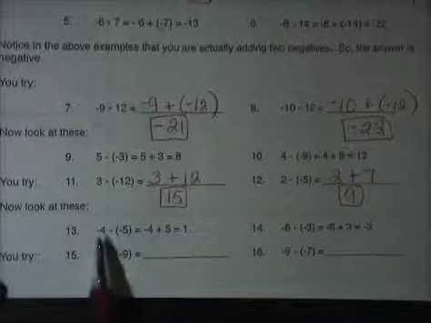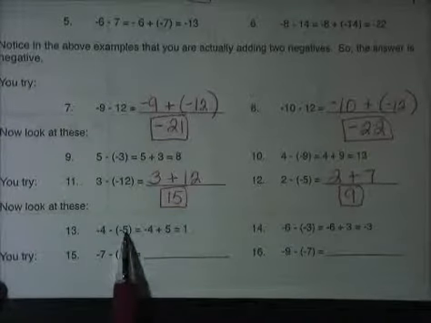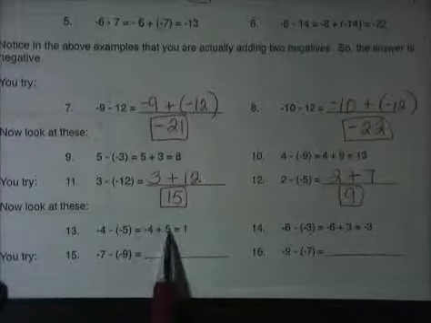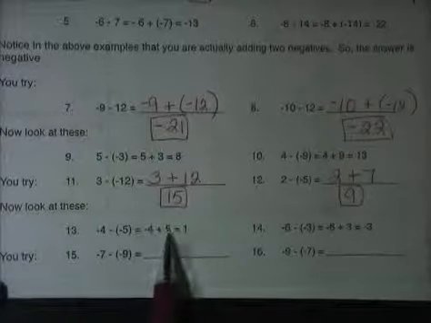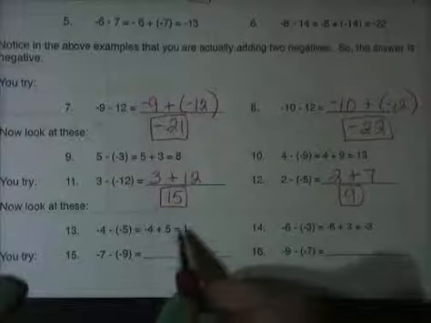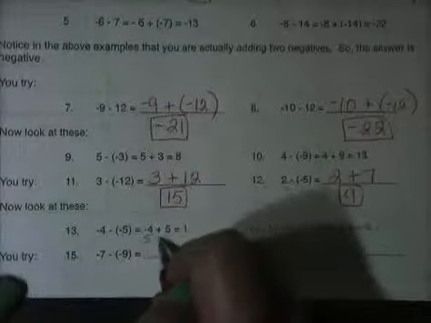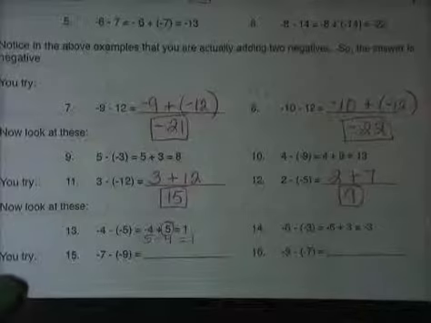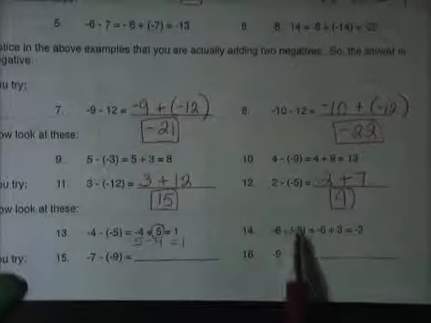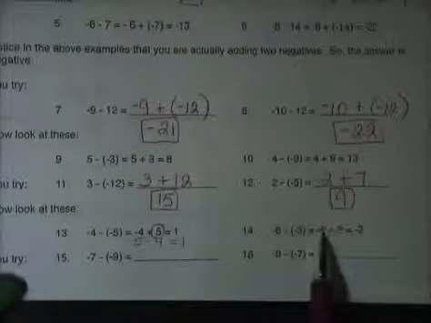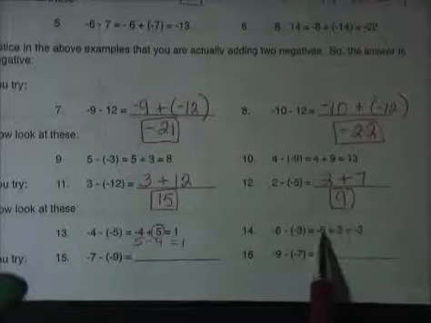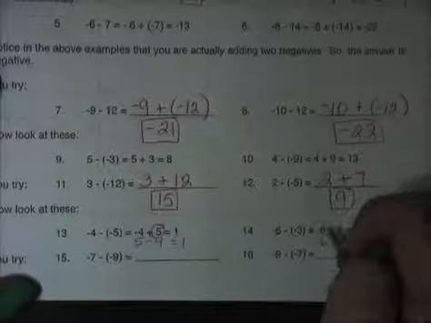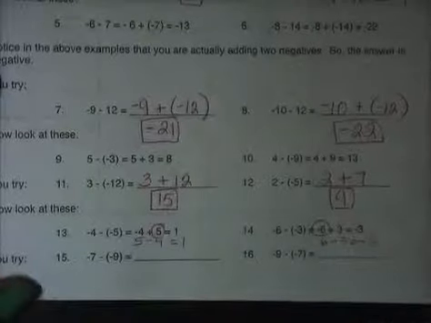Now look at these. In number 13, we have negative 4 minus negative 5. So negative 4, same, opposite, opposite. Negative 4 plus 5. Remember that we're now adding different signs. When we add different signs, we subtract. 5 minus 4, we had more positives, so our answer is positive 1. Here we had negative 6 minus negative 3 equals same, opposite, opposite. Negative 6 plus 3. We subtract because we had different signs. We had more negatives, so we get negative 3.